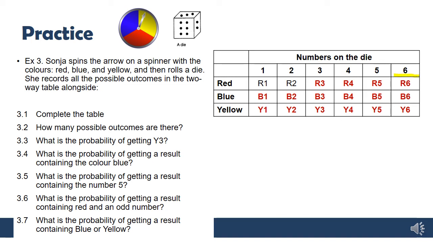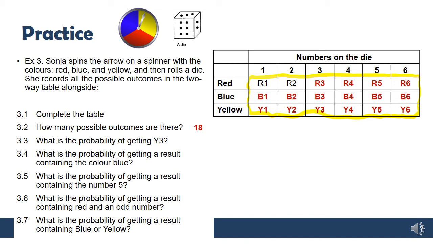Let's highlight the sample space. The sample space includes all of our possible outcomes. Okay, so now we're going to look at these outcomes to answer these questions. How many possible outcomes are there? So if I count them, I see I have 6 going across by 3. So if I counted them up, I would get 18. So there are 18 possible outcomes here.